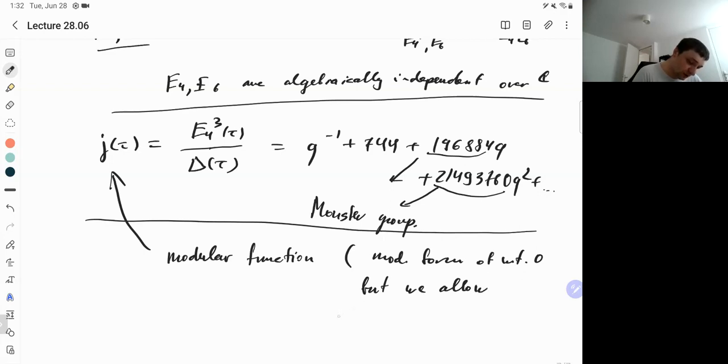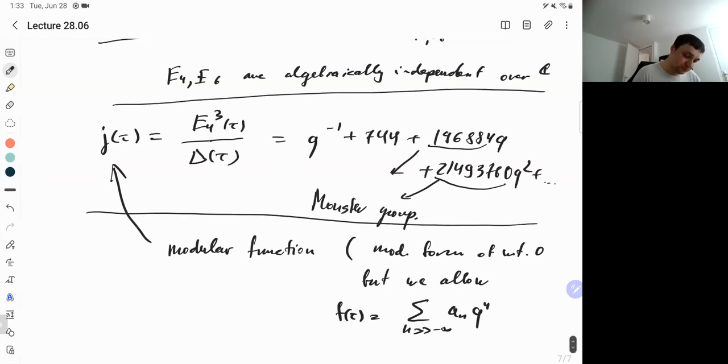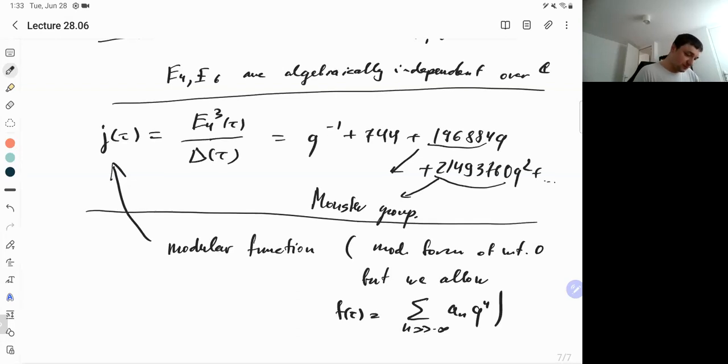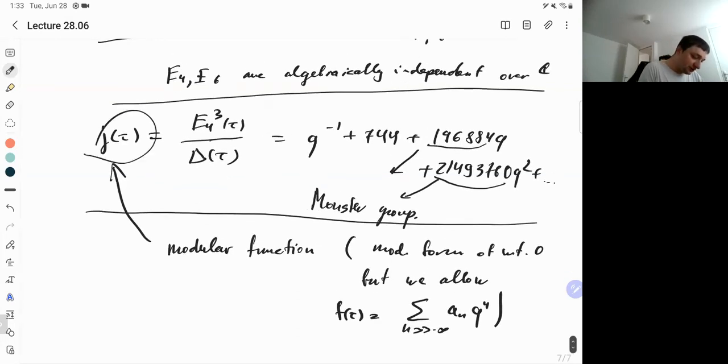We allow f of tau to have, so we just want finitely many negative Fourier coefficients to be non-zero. So this is this notation. Okay. So this J is actually crucial, and it will play an important role later. Well, also delta is also important, but yeah.